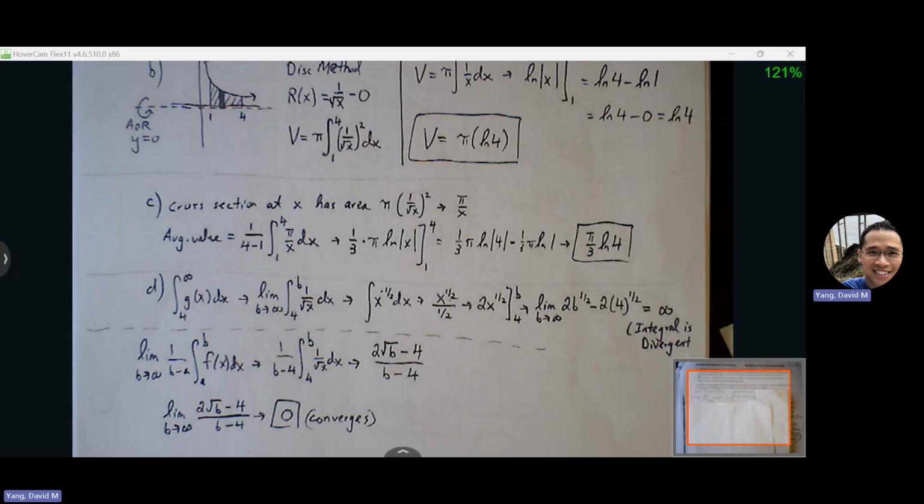For part D, we can still evaluate that 1 over root x. We go through power rule, we plug in upper and lower bound, but in this case, my b is in the numerator, so we know it's going to push out to infinity. But for this next part here, if it's 1 over b minus 4, from 4 to b, 1 over root x, we're going to get this result, which is actually going to lead us to 0 because the denominator b is growing at a faster rate than the numerator. Degree 1 is growing at a faster rate than square root. So that's going to go to 0, which converges.